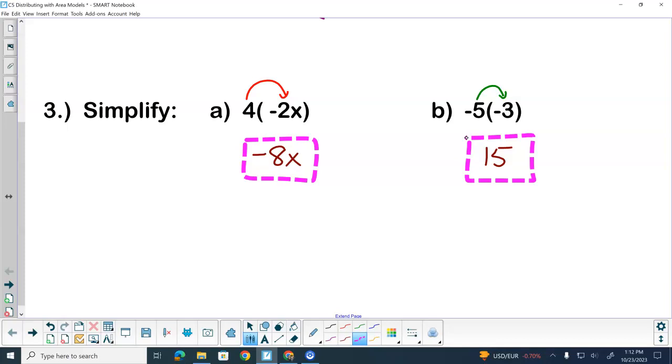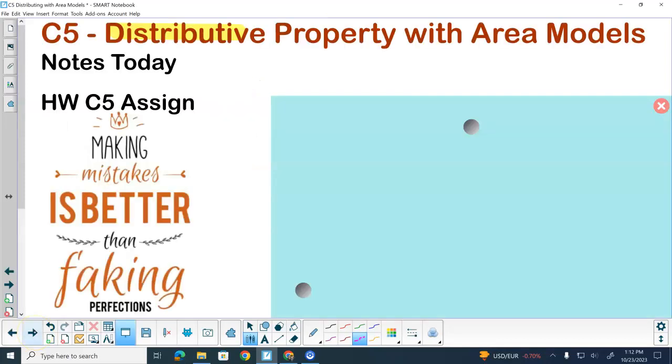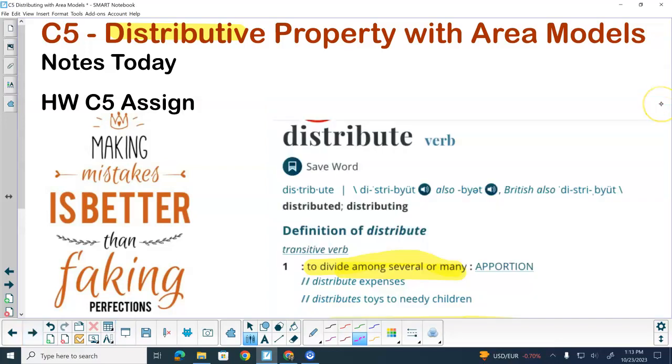All right. So today then, we're going to start working on the distributive property. And we're going to use some area models a little bit. I'm not a big fan of area models because I think we can get past them and all that fun stuff. Okay? So what distributive means, or what to distribute is the verb, okay?